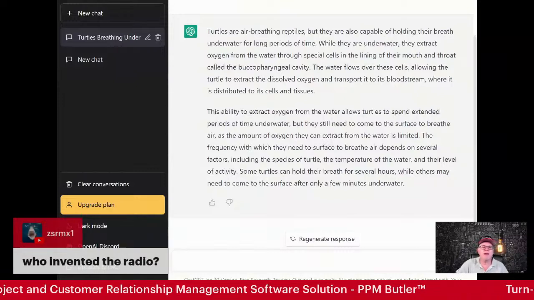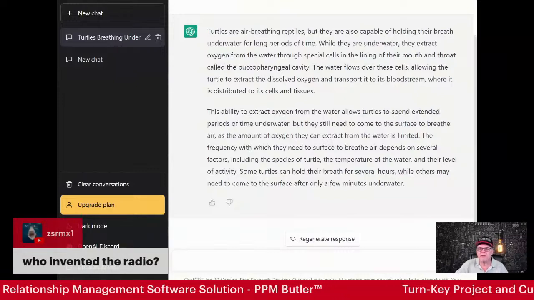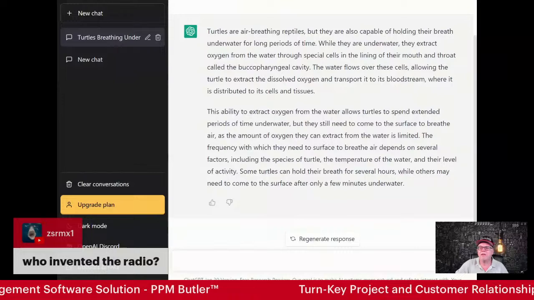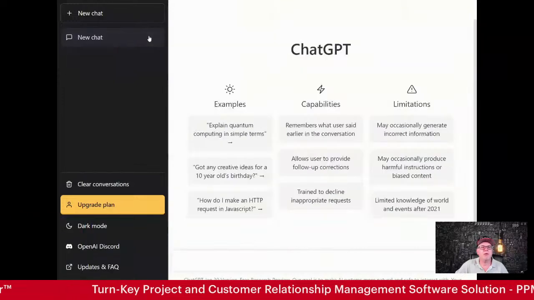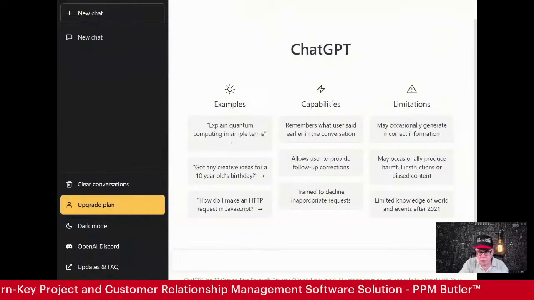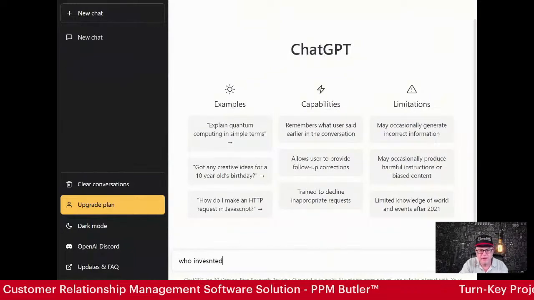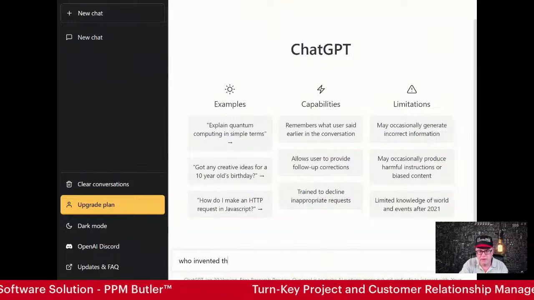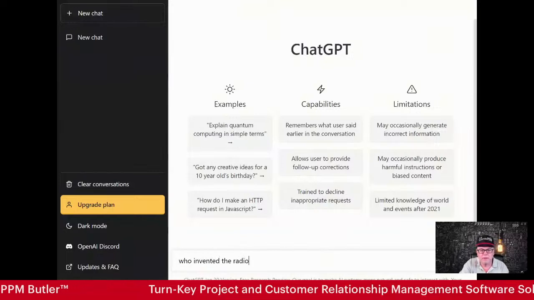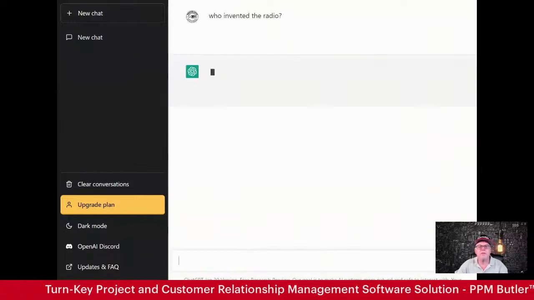Who invented the radio? Great question. Let's say somebody didn't know who invented the radio. So let's see here. I'm going to clear this one out and we'll do another one. All right, let's do one. Who invented, oops, I got to spell it right. Who invented the radio? Question mark. Let's see what we get.